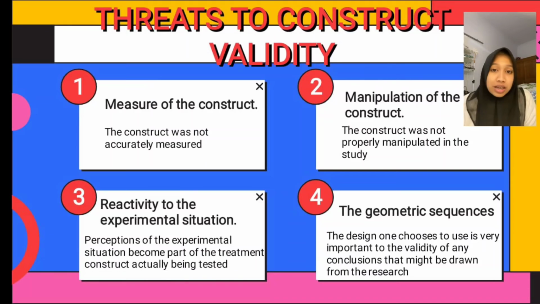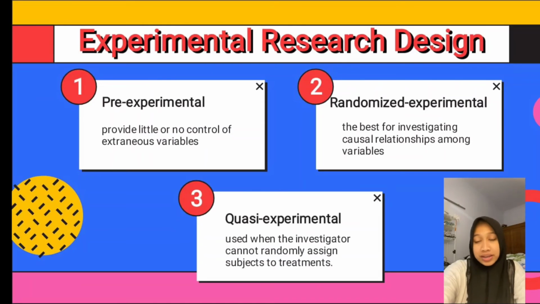The last is experimenter effect. In this case, the experimenter can convey expectations about the desirable responses, and those expectations become part of the treatment construct being studied. Okay, next is experimental research design. In experimental research design, the design one chooses to use is very important to the validity of any conclusions that might be drawn from the research.